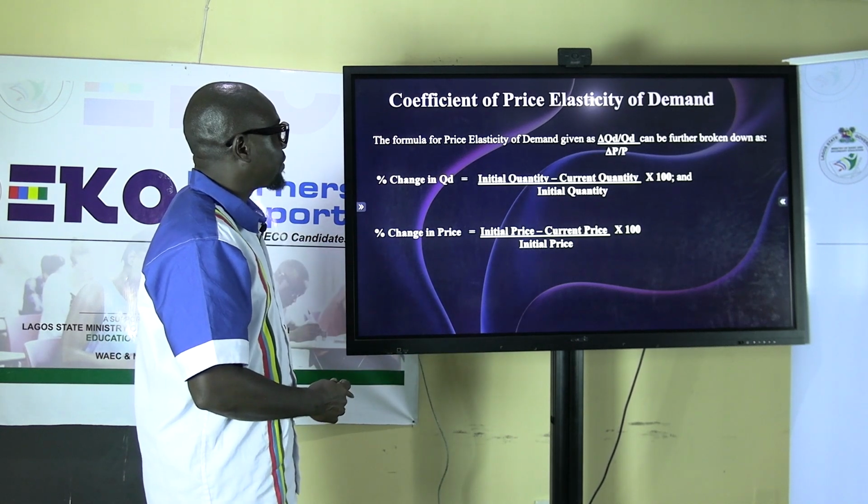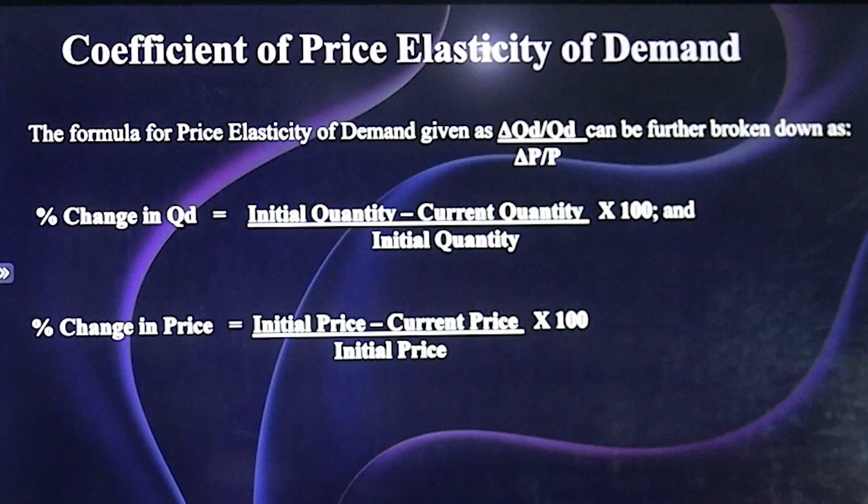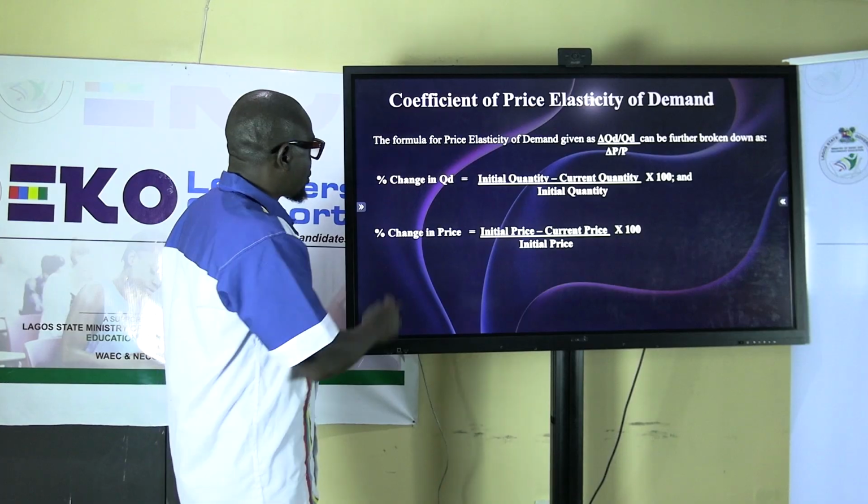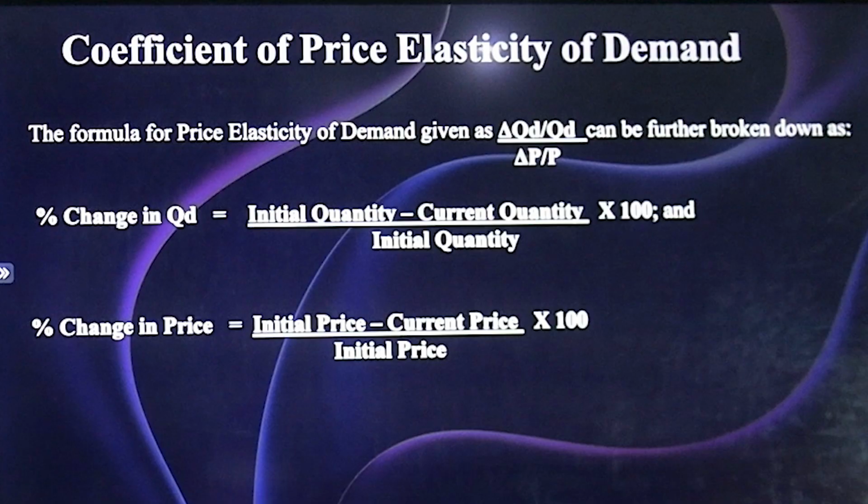For price elasticity of demand, the change in quantity demanded, as I said, is the difference between the initial, or you could say original quantity, and the new or current quantity divided by the original or initial quantity and multiplied by 100. We are multiplying by 100 because we are representing it as a percentage. Okay? And then the change in price is the difference between the original or initial price and the new or current price divided by the original or initial price, and again represented as a percentage.